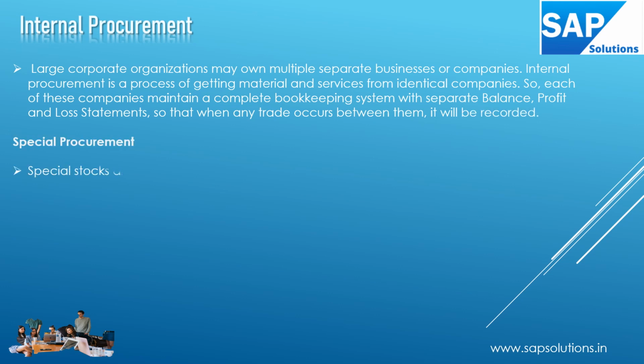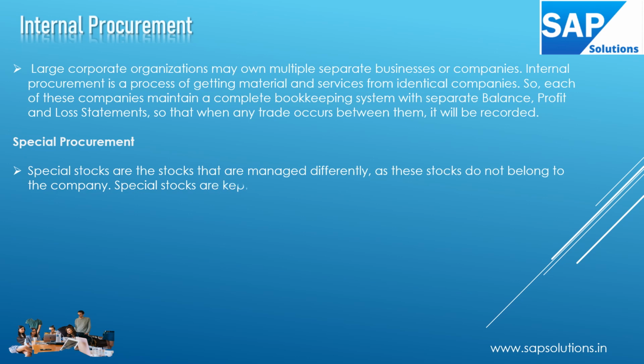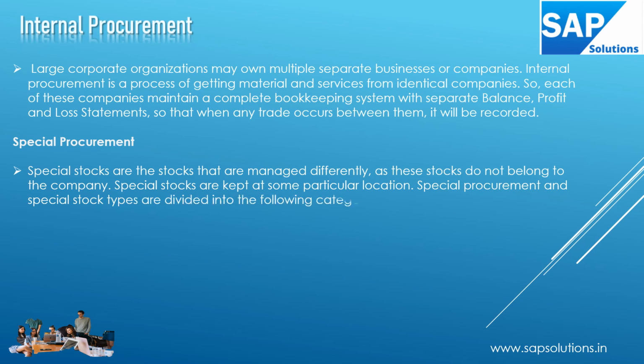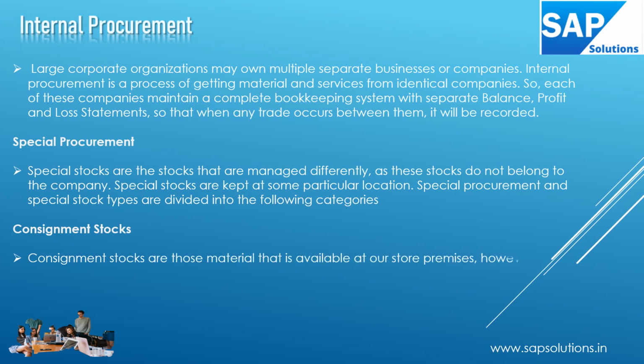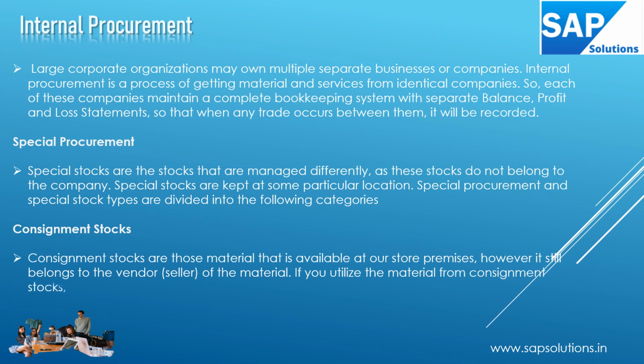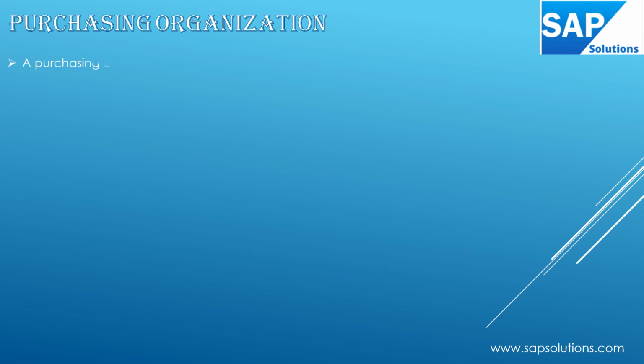Special procurement. Special stocks are the stocks that are managed differently, as these stocks do not belong to the company. Special stocks are kept at some particular location. Special procurement and special stock types are divided into the following categories. Consignment stocks. Consignment stocks are those materials that are available at our store premises, however they still belong to the vendor, seller, of the material. If you utilize the material from consignment stocks, then you have to pay the vendor.